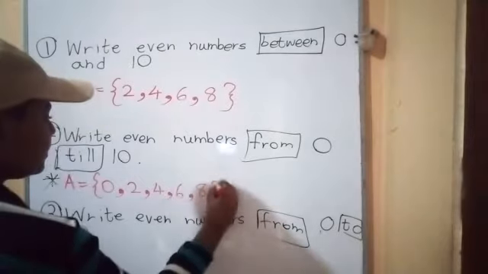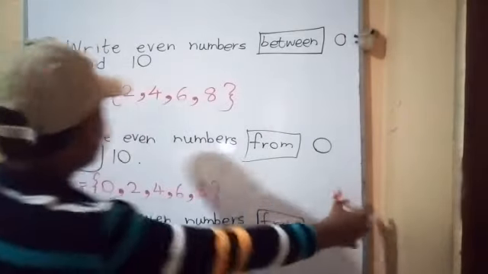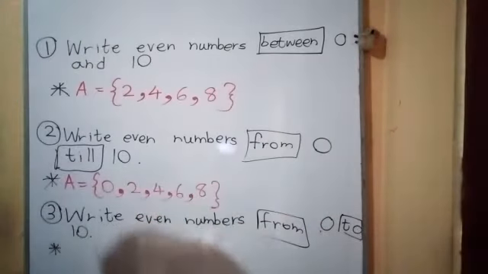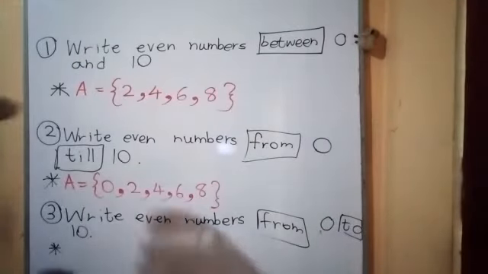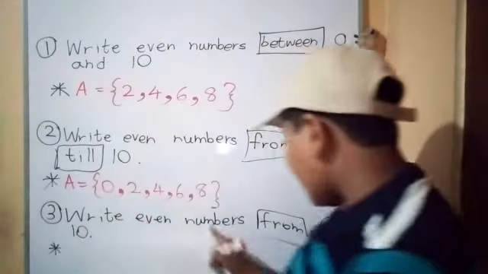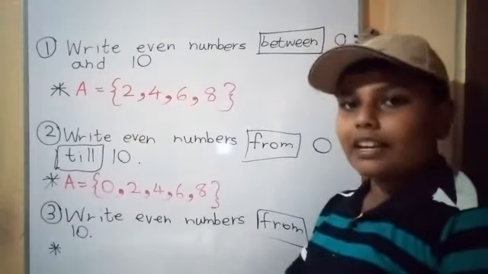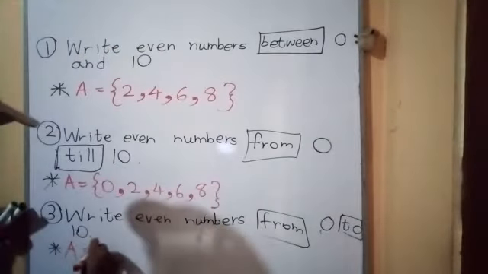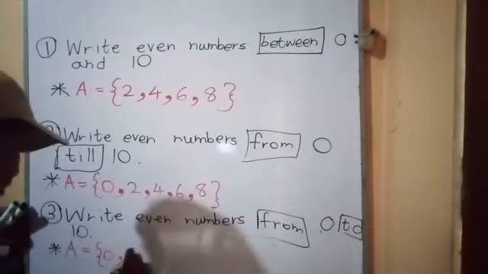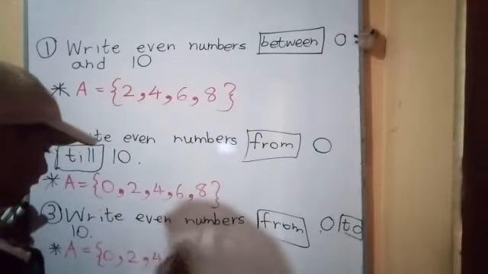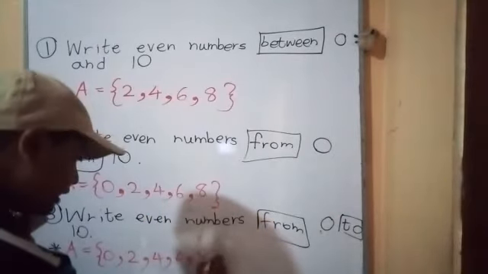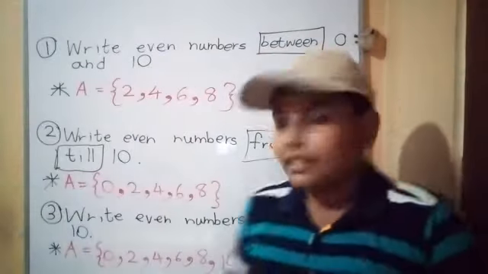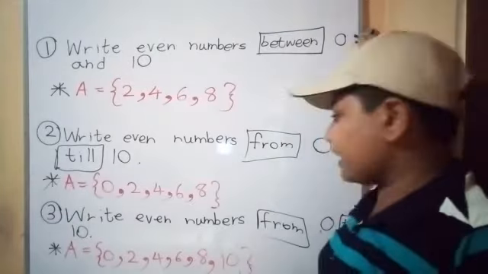From 0 till 10. You can't get 10 of them. Now what is the next one? Write even numbers from 0 to 10. That means you want to get 0 and 10 more. And 0, 2, 4, 6, 8, 10. All you want to write in the curly brackets: 0, 2, 4, 6, 8, 10.